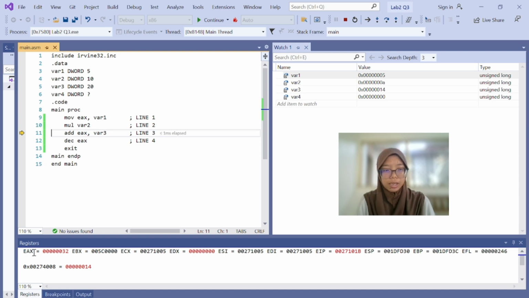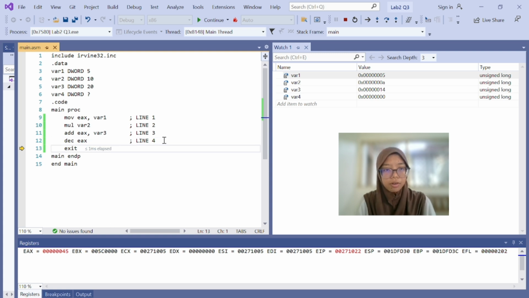which is 50. Here in EAX, we can see that the value is 32. 32 is actually the hexadecimal value of 50. Now for line 3, the value of var 3 is added into EAX, which means that 50 plus 20, which is 70. And here the EAX value is 46, which means that it is the hexadecimal value for 70.